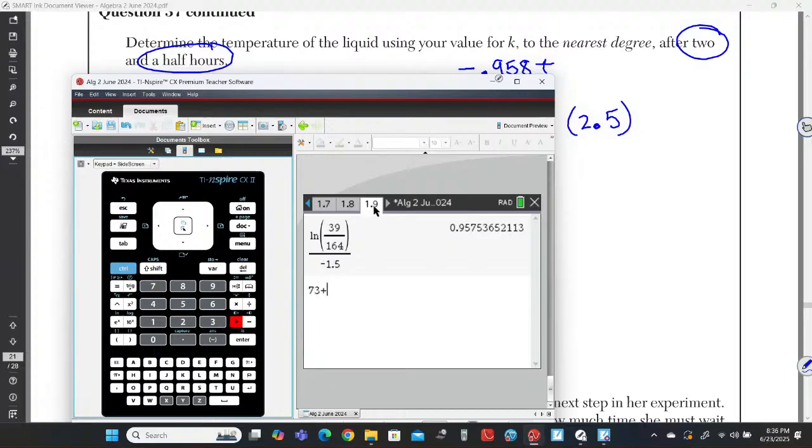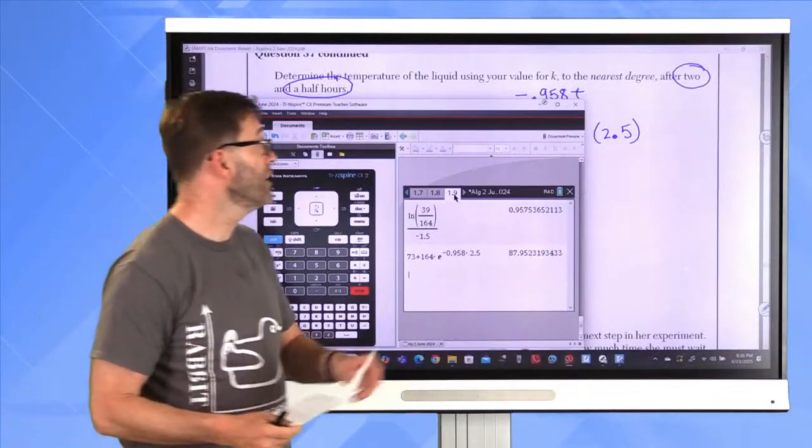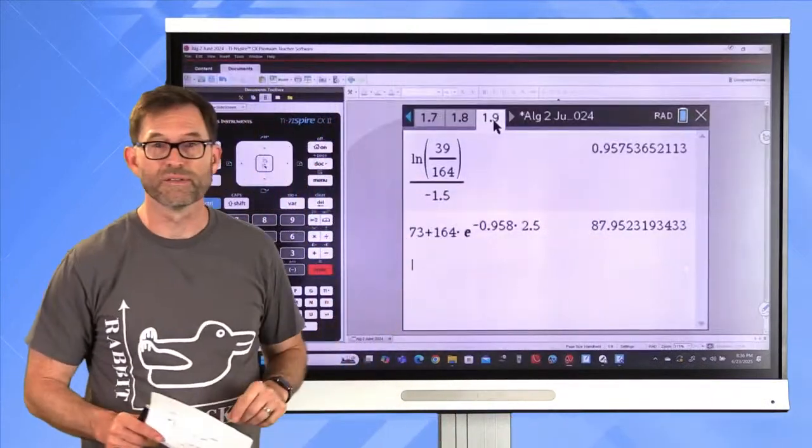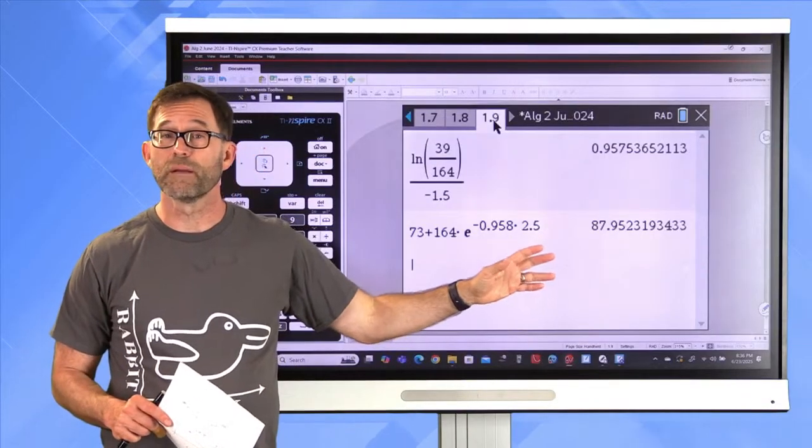73 plus 164 times e raised to the negative 0.958 times 2.5. All right, so to the nearest degree, and let me make that a little bit bigger so you can see it, to the nearest degree, that's going to be 88.